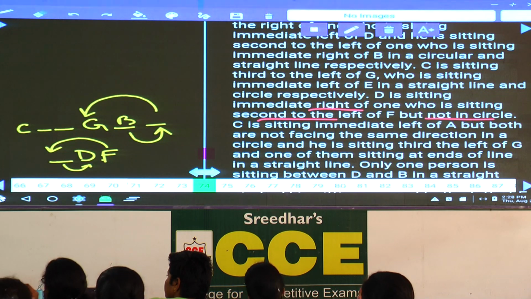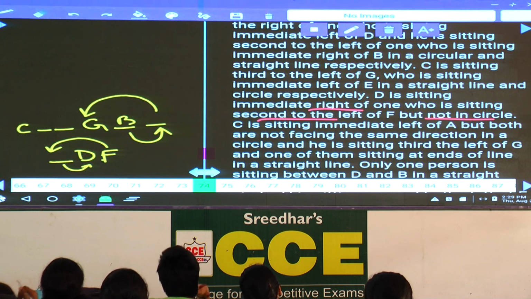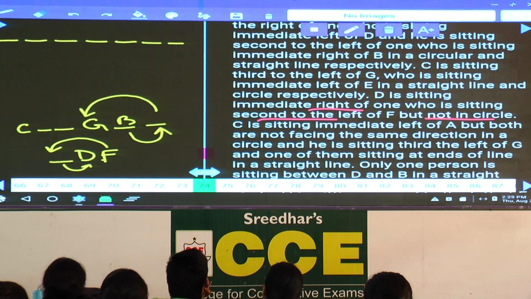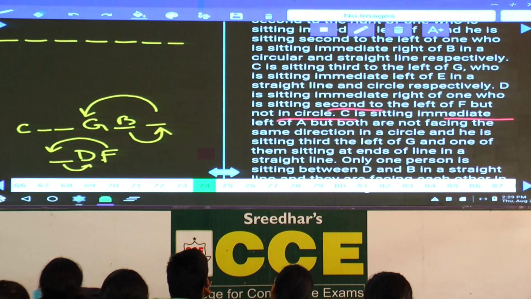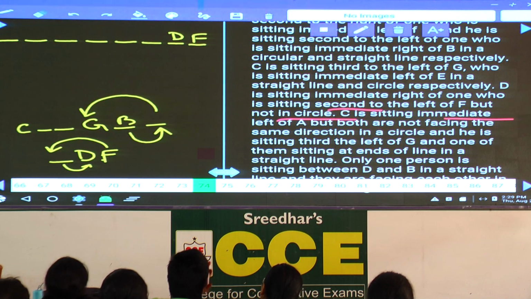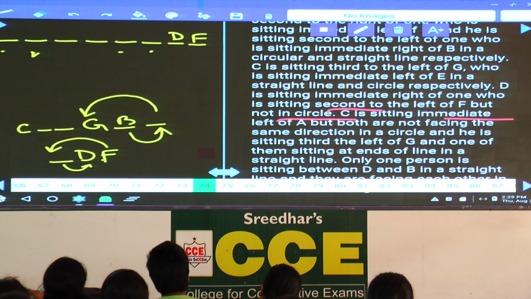Now, one point that I can definitely say is that F is at the corner. F is at which corner? Left hand or right hand? Right hand. Now, F is at the right hand. Out of these 8 persons, 1, 2, 3, 4, 5, 6, 7, 8, F is at this place. If F is here, D is here. If F and D are at these two places, then C blank blank G and B. There are two possibilities. C can be either at the first place or at the second place, isn't it?